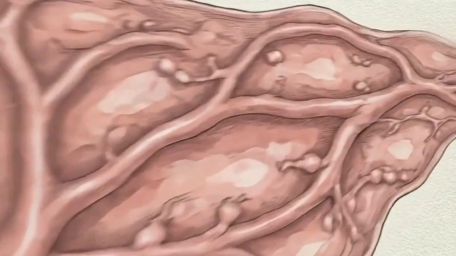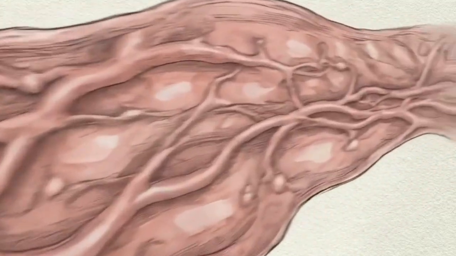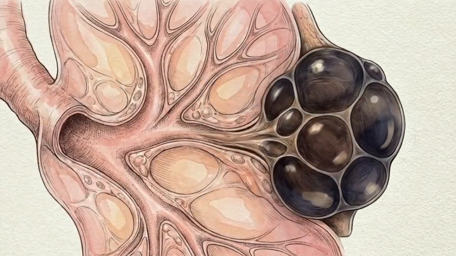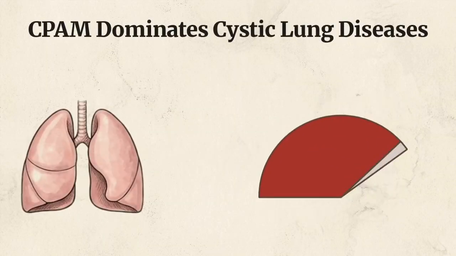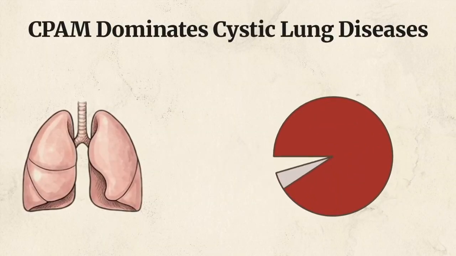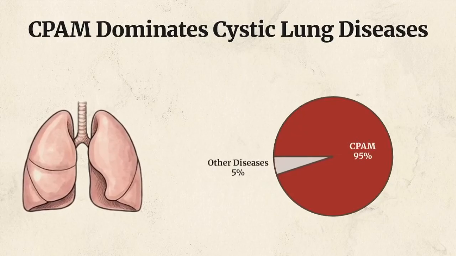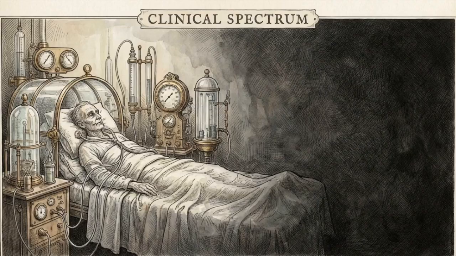As we move deep into this normal fetal airway, we see the sudden appearance of a cystic mass. This is congenital pulmonary airway malformation, or CPAM. It is the preeminent developmental anomaly of the lung, accounting for 95% of all congenital cystic lung diseases. The presentation of this disease creates a massive clinical spectrum.